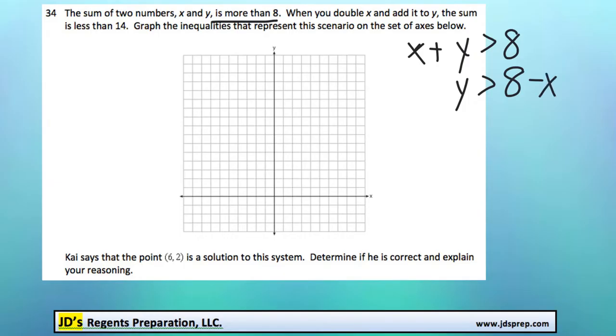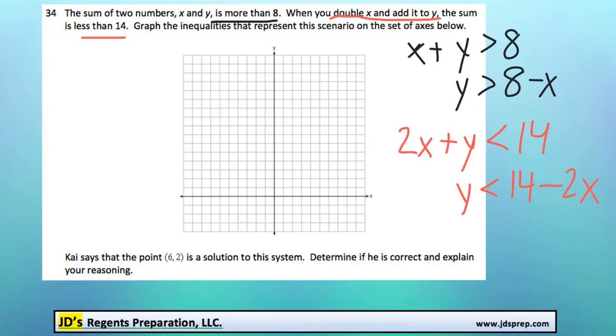Now for the second one, it says when you double x and add it to y, the sum is less than 14. So double x means 2x, and when we add it to y, the sum is less than 14. So this would be our second inequality. But again, we need to isolate y and get it by itself. So I'm going to subtract 2x to move it over to the other side.